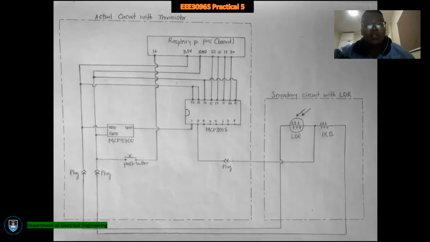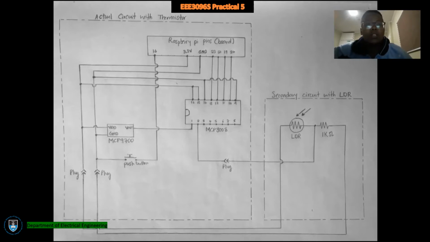The thermistor is connected to the ADC with the VDD pin connected to 3.3 volts of the Pi, the output voltage pin connected to channel 0 of the ADC, and ground is grounded. A push button is then connected to pin 16 of the Raspberry Pi and to ground. The analog data measured by the thermistor is sent to the ADC via the channel 0 pin, where it is converted to digital data and sent out of the output data pin of the ADC to the Raspberry Pi and displayed on the table.